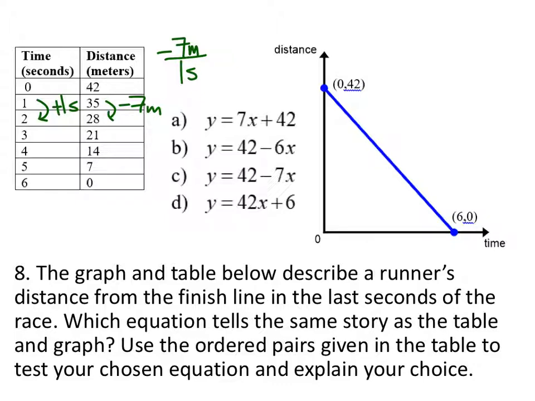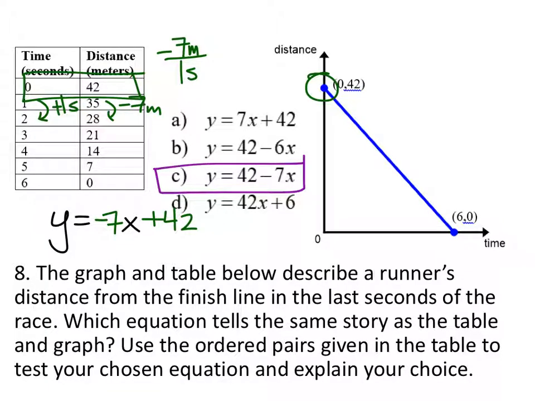Which would be part of the equation, right? The distance would equal the rate of change, which we could simplify to negative 7, multiplied by x, which is time, and then its starting value, which is shown in the graph right here, and in the table here. The starting value is 42, so I would add 42. Now this exact choice is not one of these options exactly, but if we switch around those two, then we get C on this one.